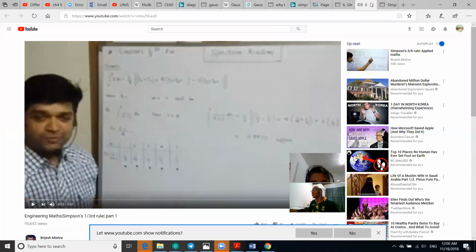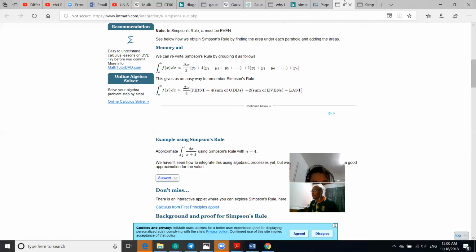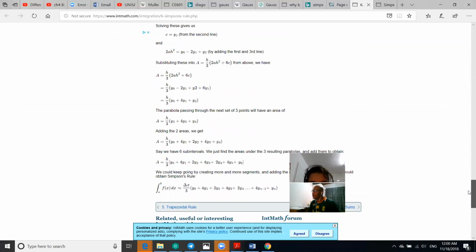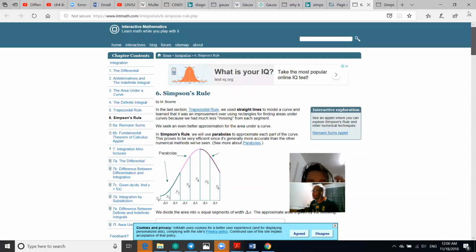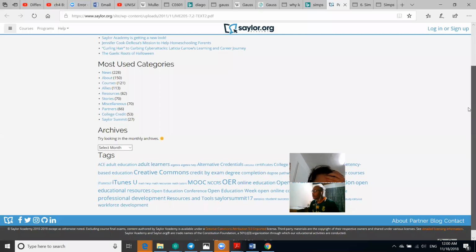So with 3 sub-intervals, would it go f(x) plus 4, and then you go back to 1? Or how would it be? I don't know what it would be if n equals 3, because it's saying you can't do it if n equals 3. You have to do something else. Okay, that's what I got.